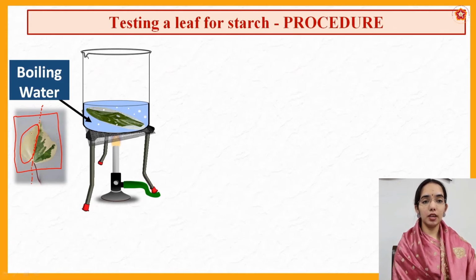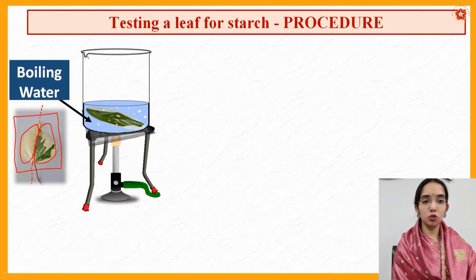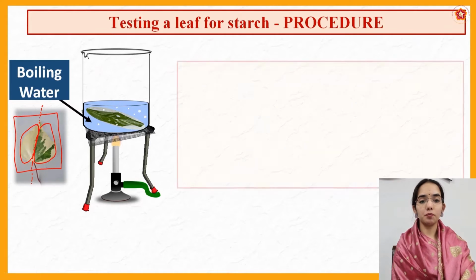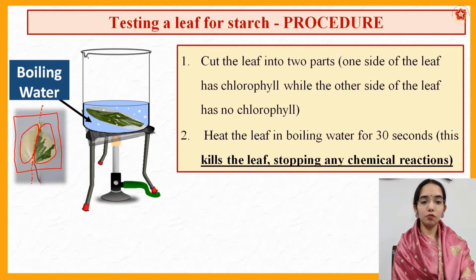The second part of the leaf, on the right side, is variegated. It has chlorophyll and a few patches of non-chlorophyll part. So wherever there is chlorophyll on this portion of the leaf, there starch will be formed, and thus the process of photosynthesis is occurring on the right hand side. So we'll cut the leaf into two parts. One side of the leaf has chlorophyll while the other side has no chlorophyll. Then we'll heat the leaf in boiling water for 30 seconds.